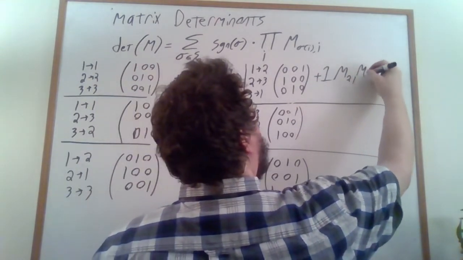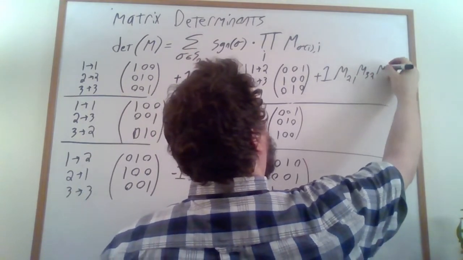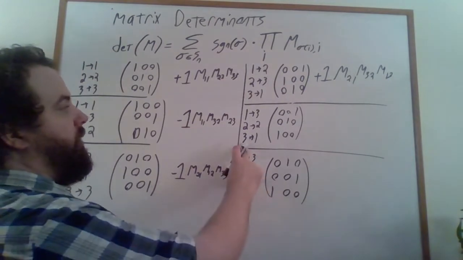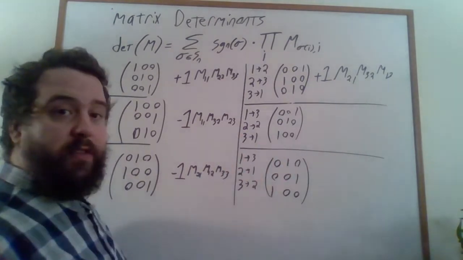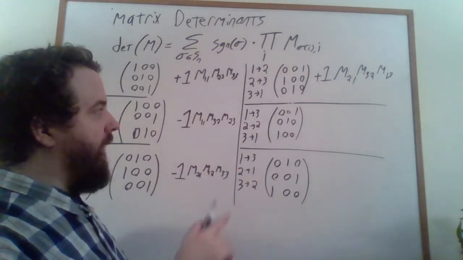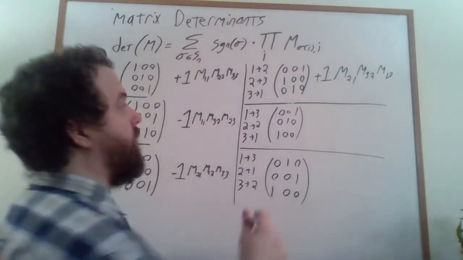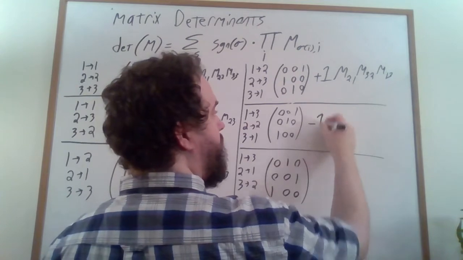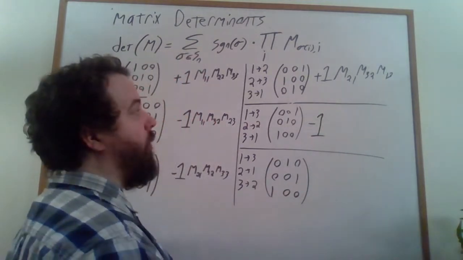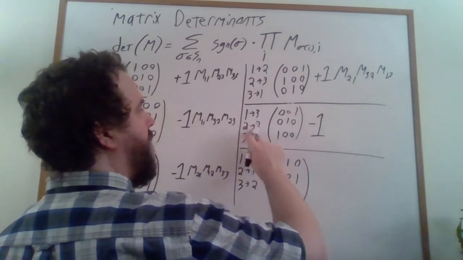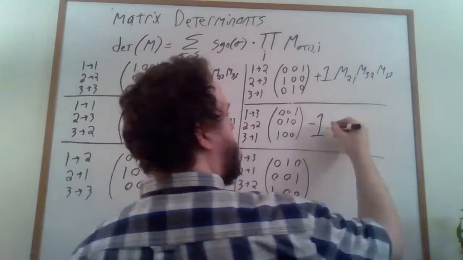m21, m32, m13. This permutation here corresponds to this matrix, and it's actually just switching rows 1 and rows 3. So it is a single swap, so it has sign -1, and it's going to be m31, m22, m13.